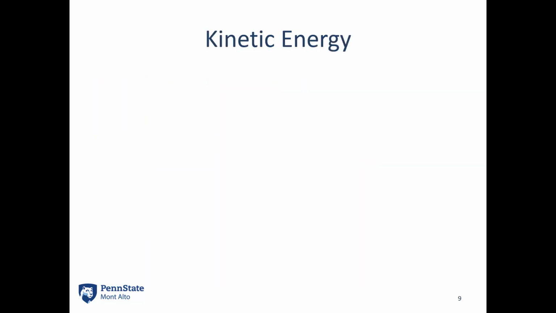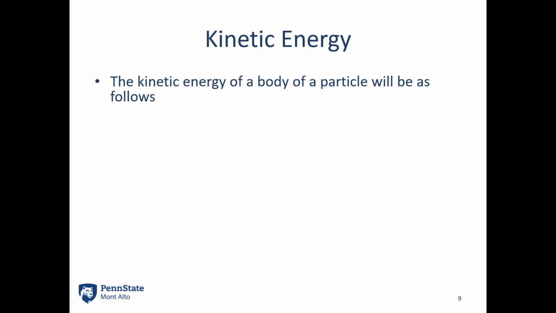Next up, we're going to have kinetic energy. So the kinetic energy of a body, of a particle in particular, is going to be the following. So 1/2 mv squared. M is the mass of the object, and then v is going to be the speed of the object. I'm not saying velocity in this case because the direction does not matter. So I'm just worried about the magnitude of the velocity, which is speed.